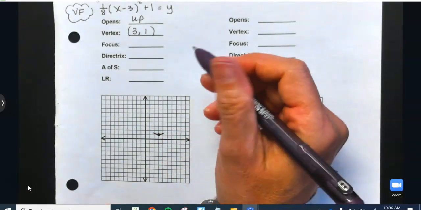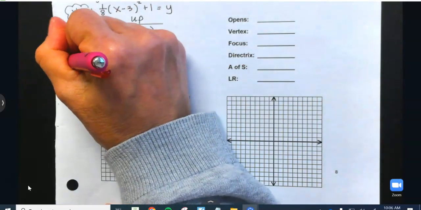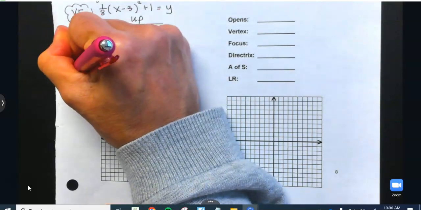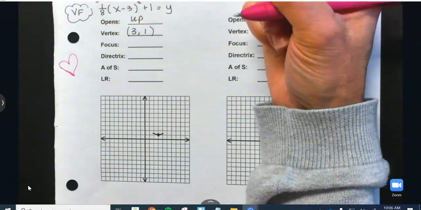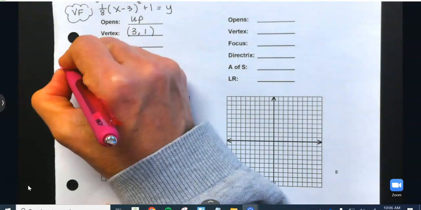Ooh, I almost forgot my absolute favorite value. Remember, my p-value is my favorite value. What is the p-value? It is. Remember, it's the bottom number divided by 4.